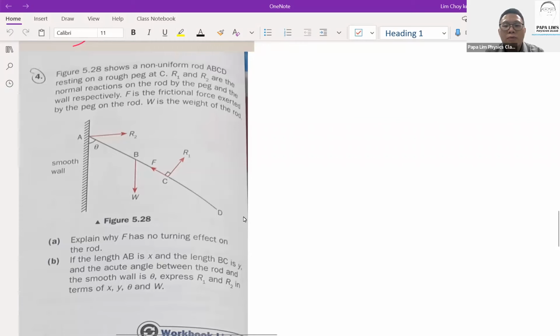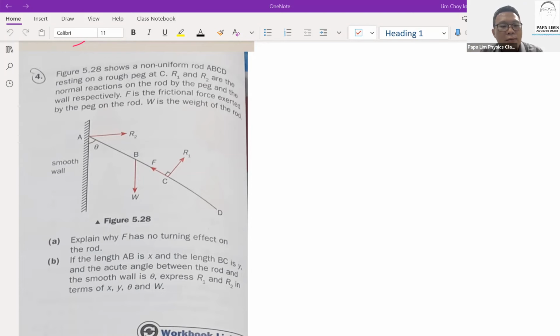For those who have not read the question, you may want to pause the video here so you can read the question first. For the rest, if you are done, we will look at the question straight away. It's quite a unique question whereby you have a beam that is off-centered, slightly slanted.